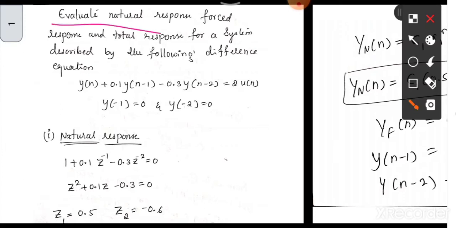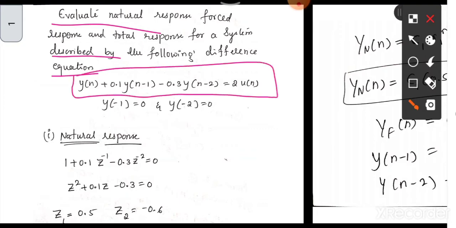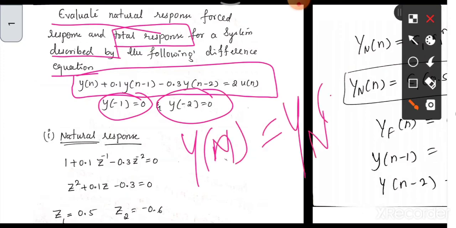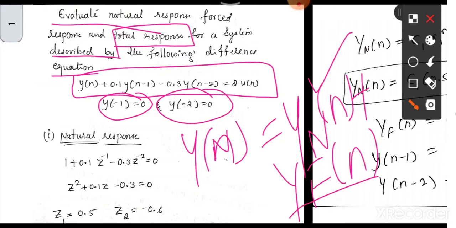First example: evaluate the natural response, forced response and total response for a system described by the following difference equation. That difference equation is given by y of n plus 0.1 y of n minus 1 minus 0.3 y of n minus 2 equal to 2 u of n, with y of minus 1 equal to 0 and y of minus 2 equal to 0. So they have given initial conditions for y of minus 1 and y of minus 2. Remember, the total response y of n will be equal to yn of n plus yf of n, the natural response plus the forced response.